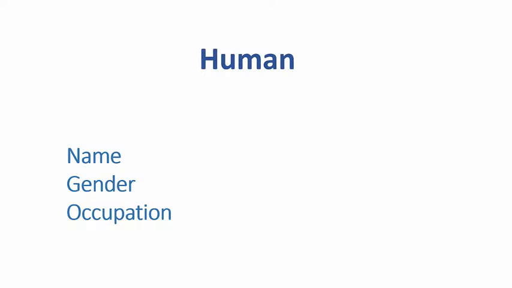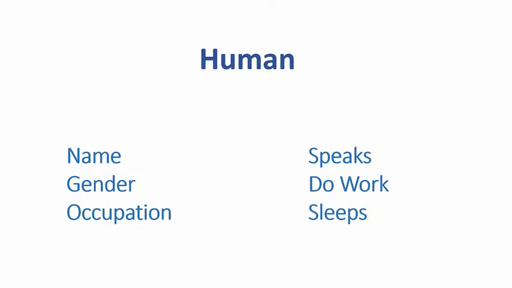When you talk about human beings, every human being has a common set of properties such as name, gender, occupation, etc. Also, every human will be doing some kind of common activities such as speaking, doing work, or sleeping. So the first set of things that we covered are called properties in the object-oriented programming world, and the activities that a human performs are called methods in object-oriented programming.